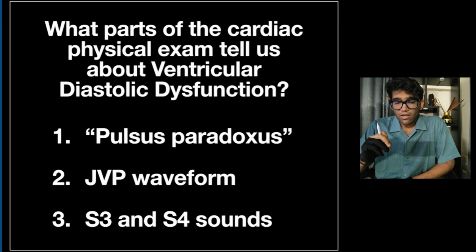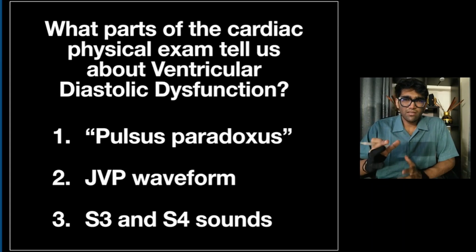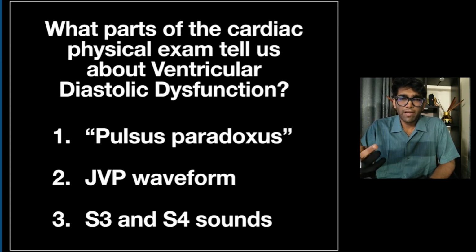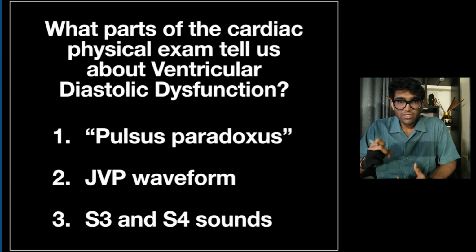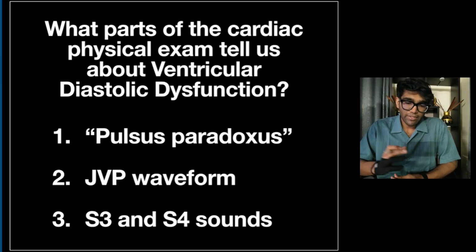S3 happens when you have rapid ventricular filling, usually but not exclusively when there is impaired ventricular dilatation. Similarly, an S4 occurs when there is atrial contraction against a non-compliant ventricle, so typically indicating hypertrophy.